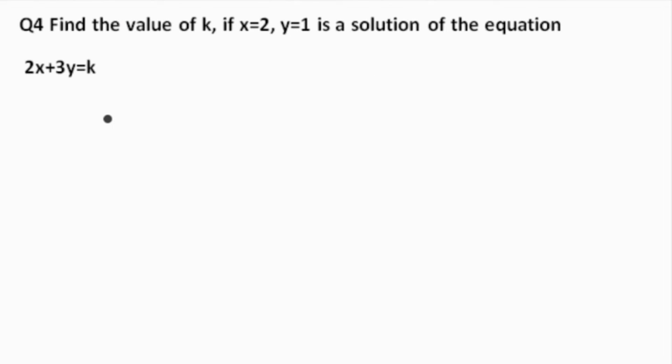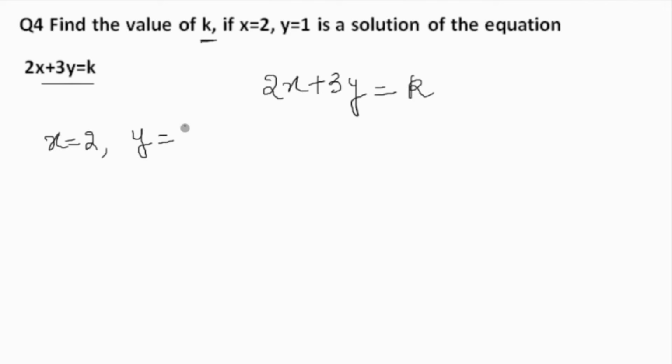Now the last one is find the value of k. We have to find the value of k. From this equation we have 2x plus 3y is equal to k, where x is equal to 2 and y is equal to 1 is a solution. Is a solution means these both are giving the value k. If we put x is equal to 2 and y is equal to 1, that means these both are giving the value of this equation. This is true for this equation.